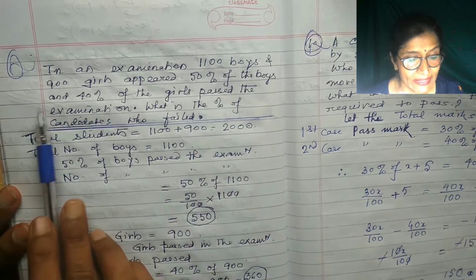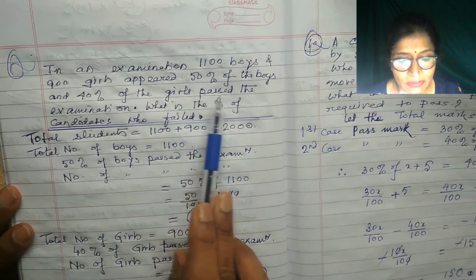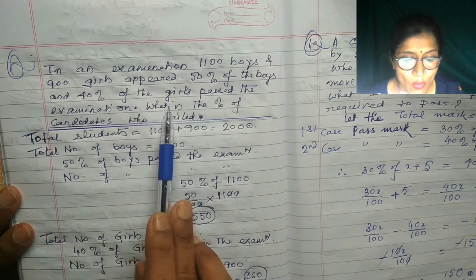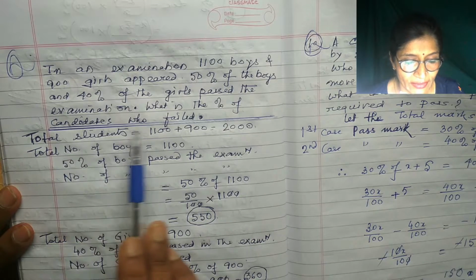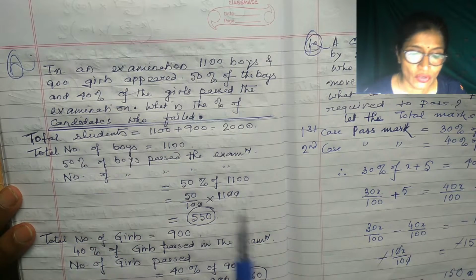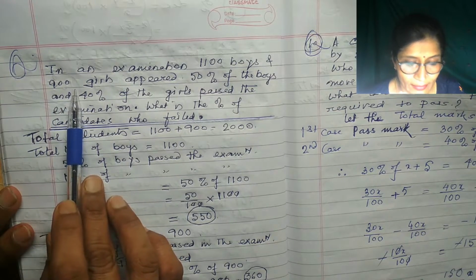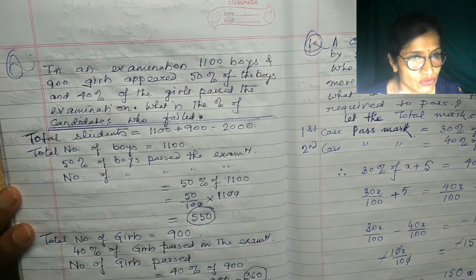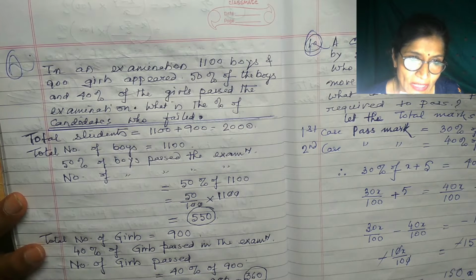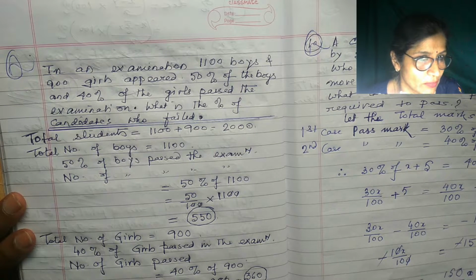50% of the boys and 40% of the girls passed the examination. What is the percentage of candidates who failed? So boys are how many? 1100. Girls 900. 50% of boys passed. So we have to find out how many boys passed. 50% of the total number of boys.